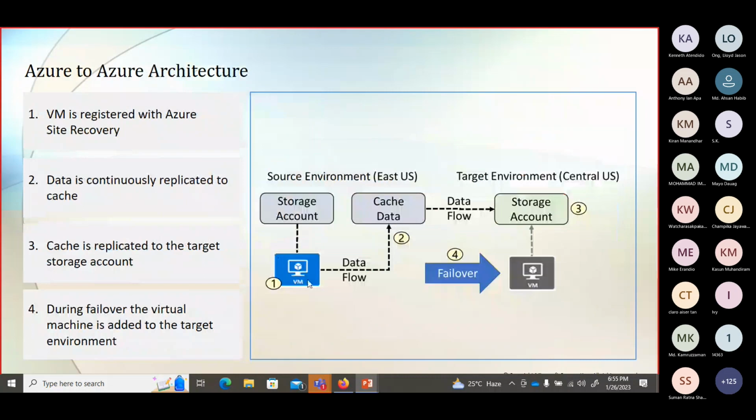So how it works: suppose a VM is working here and you enable site recovery. Suppose there is a storage account, and the storage data is being backed up. There is a cache, and the cache data will be replicated simultaneously. The cache data is transferred to replicate to another region, suppose Central US, where site recovery options are set. This data will be sent to the storage account of Central US. If there is a failover, then this VM will run automatically and take the data from this backup. So this is how it works.